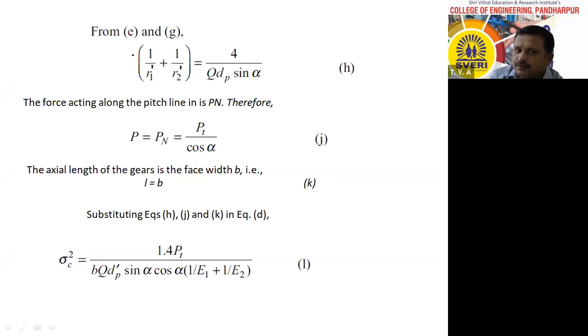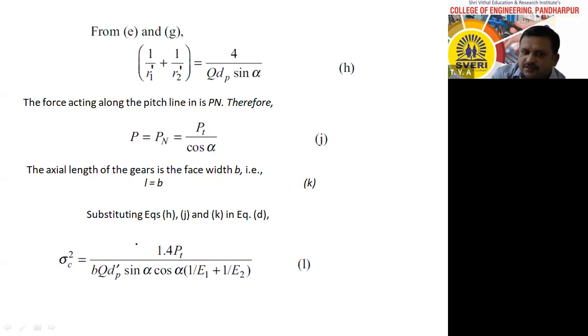Okay, therefore, from equations E and G, 1 upon R1 dash plus 1 upon R2 dash is equal to 4 divided by Q dp sin alpha, equation H. The force acting along the pitch line is Pn. Therefore, P is equal to Pn, which is equal to Pt divided by cos alpha. This equation was already studied. The axial length of the gears is the face width B, that is L is equal to B, equation K.